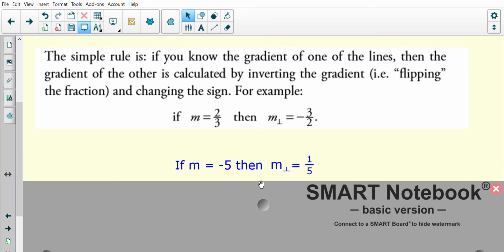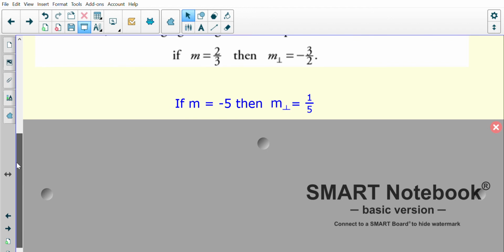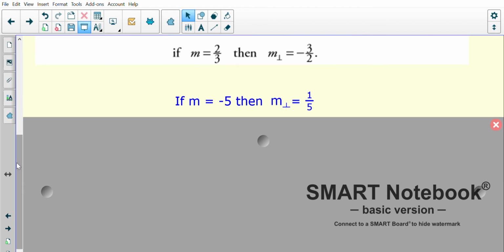Similarly, if you had a line where the gradient was -5, then to flip that upside down, remember that 5 is just the same as 5/1. Even if it's negative, it's -5/1. So the 1 goes on the top, the 5 goes on the bottom, and the sign changes. In this case, it changes from a negative to a positive.